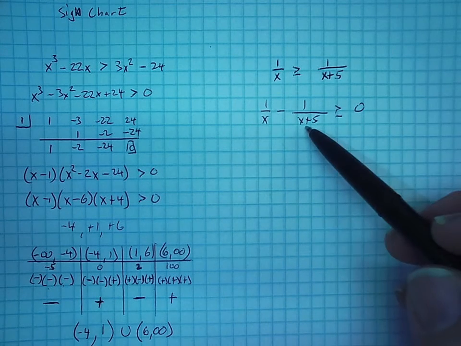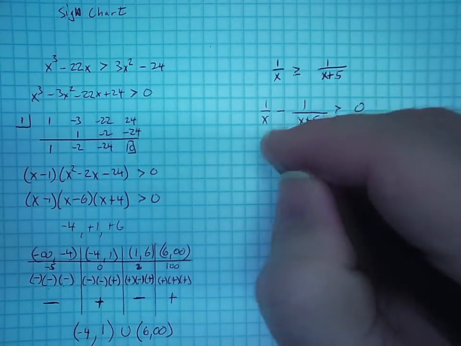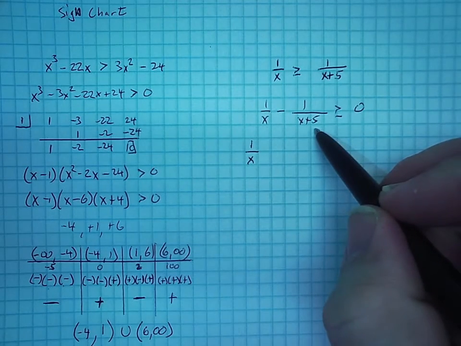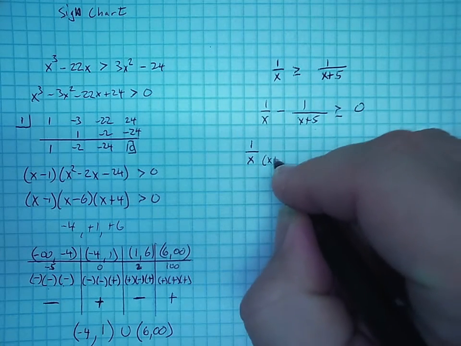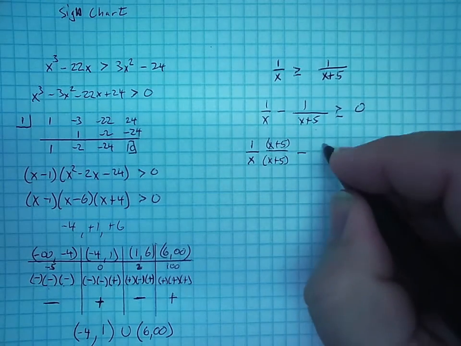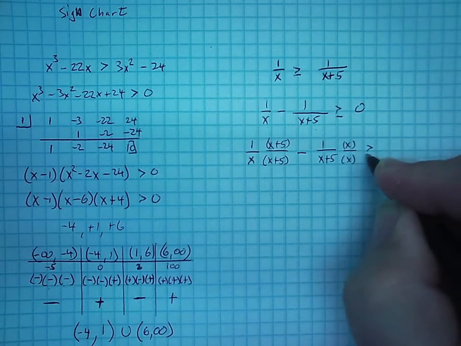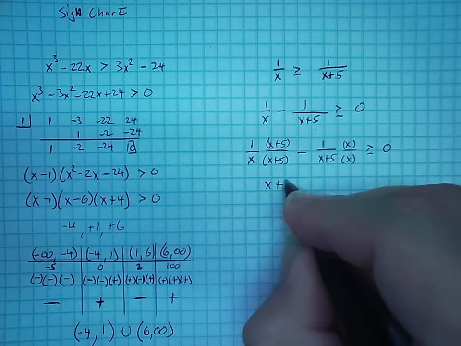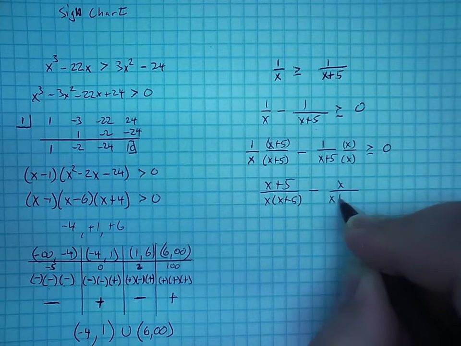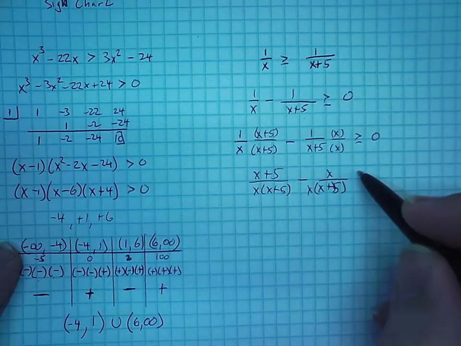Instead, I am going to have to add these fractions together. I'm going to add these into one bigger fraction, which you may not like as much, but it's what we have to do. So my least common denominator is going to be x times x plus 5. So I need to multiply this fraction by x plus 5 on top and bottom in order to make the same denominator. And I need to multiply this other one by x over x. So that gives me x plus 5 over x times x plus 5 minus x over x times x plus 5. I've forgotten how to write greater than or equal to 0.